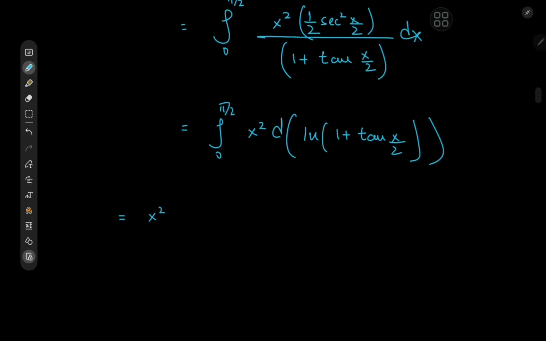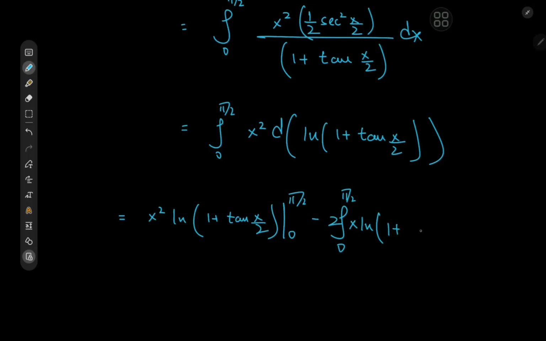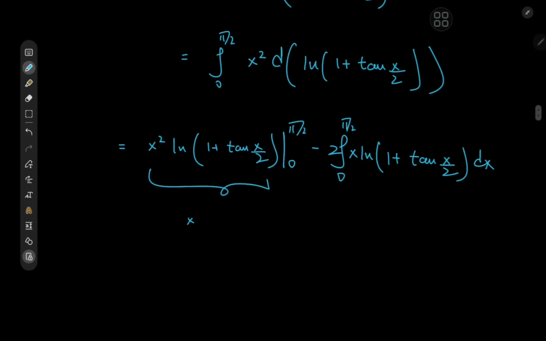So that means we have x squared times log 1 plus tangent x by 2, with the limits being 0 and pi by 2, minus integral 0 to pi by 2, derivative of x squared is 2x. So we have 2x times log 1 plus tangent x by 2 dx. The limits are pretty straightforward. As x approaches pi by 2, we have tangent of x by 2 approaching tangent pi by 4, which is, of course, 1.